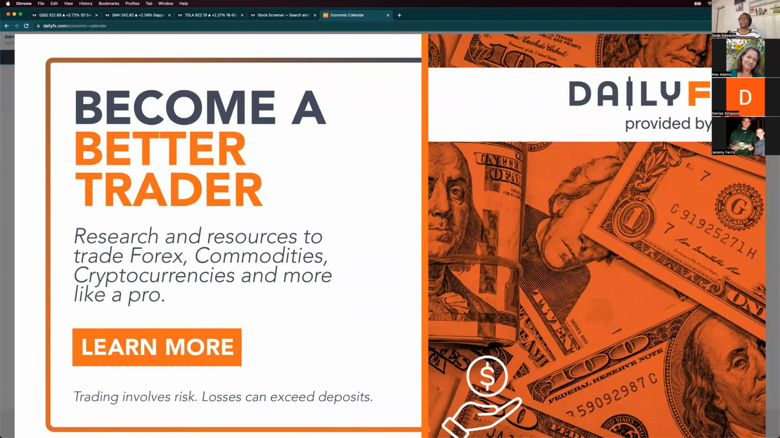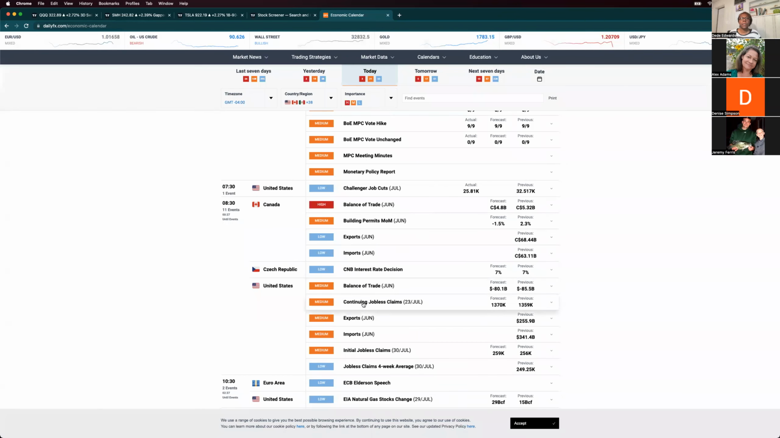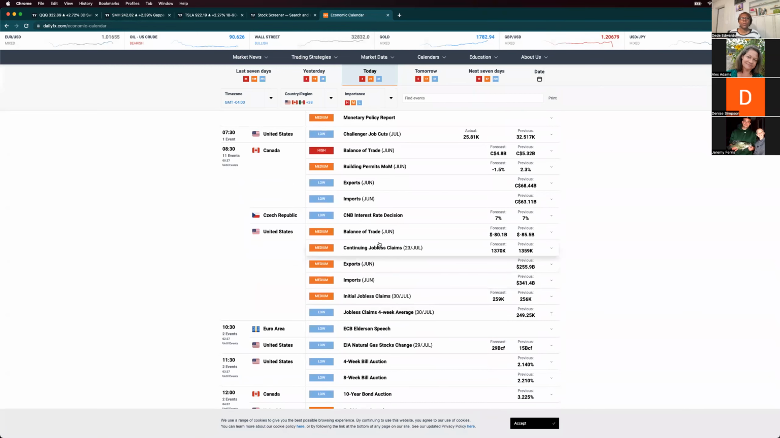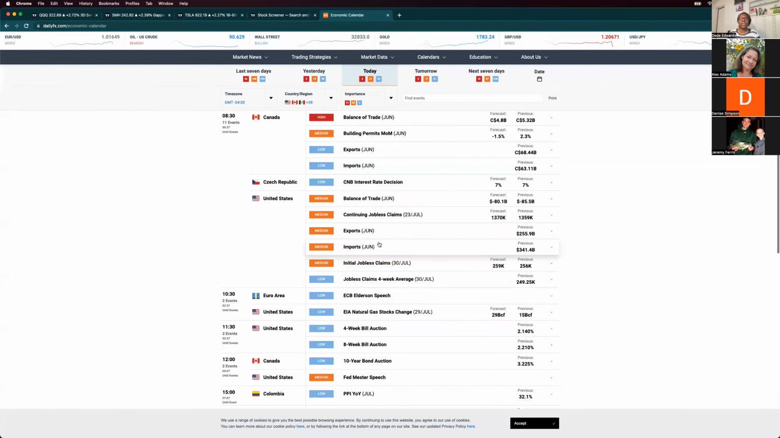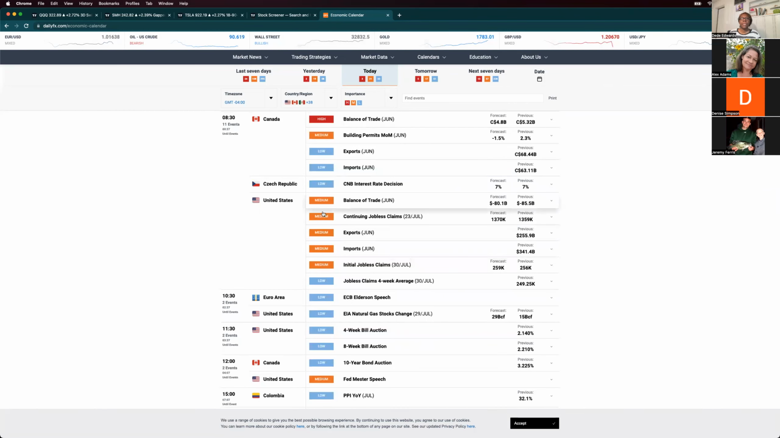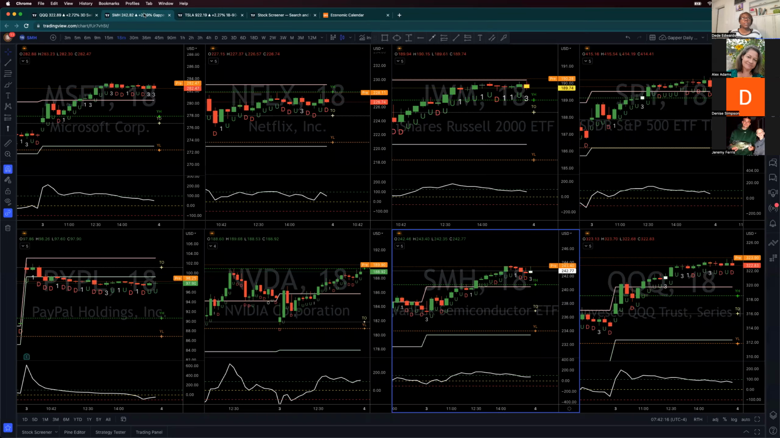Oh wow, not what I expected. So here's our economic calendar for today. This is at 8:30. Not really sure if any of this is going to impact the markets. Jobless claims, maybe. So we'll have to wait and see, initial claims. But let's take a look.